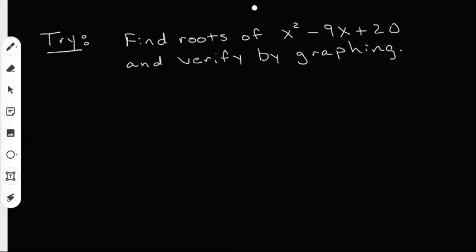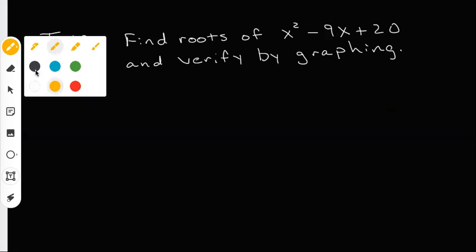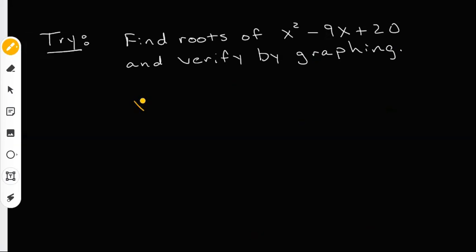But we're going to try that in reverse with this one. So what we want to do is find the roots of this polynomial and verify it by graphing. The very first thing I'm going to do is write down the polynomial and set it equal to 0, because we want to know where the y value is 0, or where it crosses the x-axis. That's going to give us our roots, whatever x is.